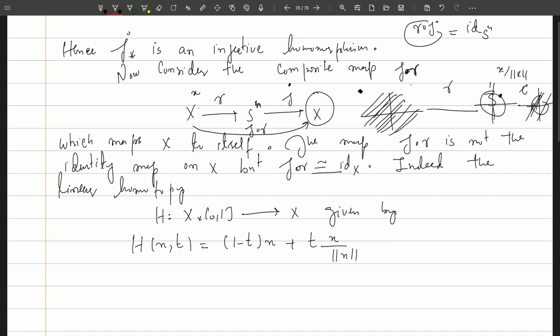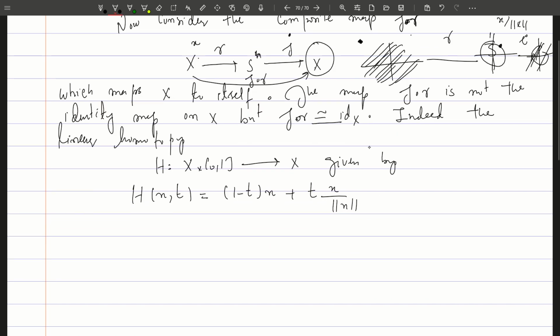One can note here that the linear homotopy given by this is a homotopy between the identity map on X and the map J composed R.